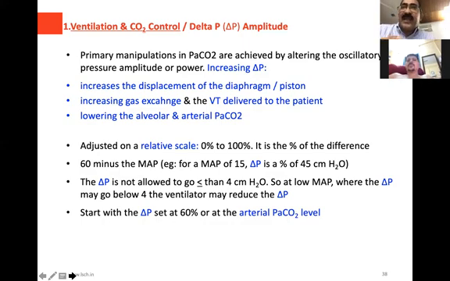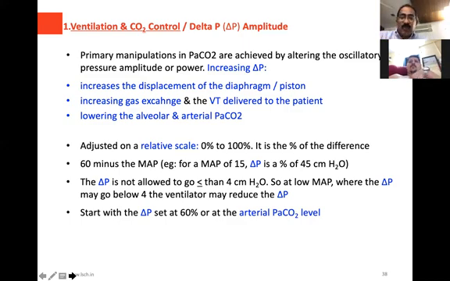Usually what I do is I see the blood gas, what is there in the previous one. Let us say the CO2 is around 60. And usually I prefer an amplitude or delta P around 60. Okay, that is a rough ballpark. The other thing is, for example, as I said, with a MAP of 15, delta P is 45% of 45 centimeters of water. The delta P is not allowed to go less than 4 centimeters of water. So at low MAP, where the delta P may go below 4, the ventilator also may reduce the delta P. So start with the delta P set at 60%, or at the arterial PaCO2 level, as I've said.